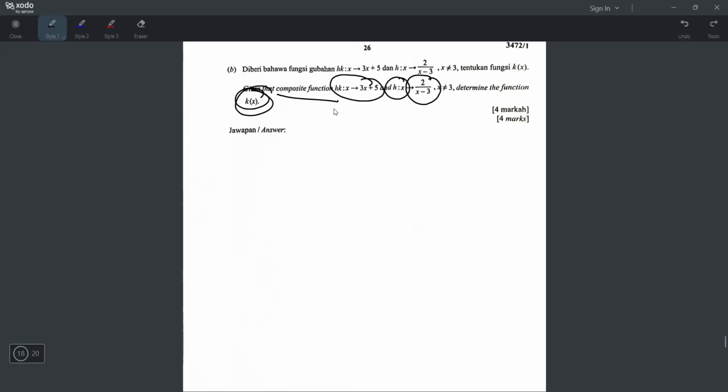Right? Okay, macam mana nak tahu guna cara yang mana? First, I always teach my student, you have to start from composite function. If they give you composite function and single function, you have to start from composite function.